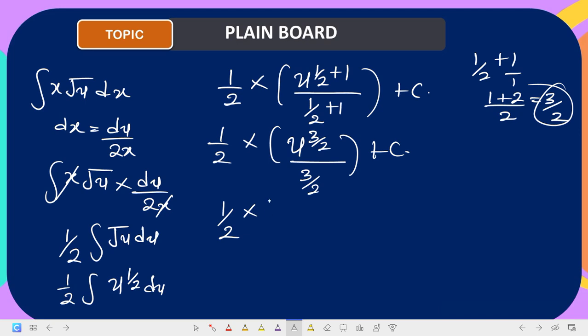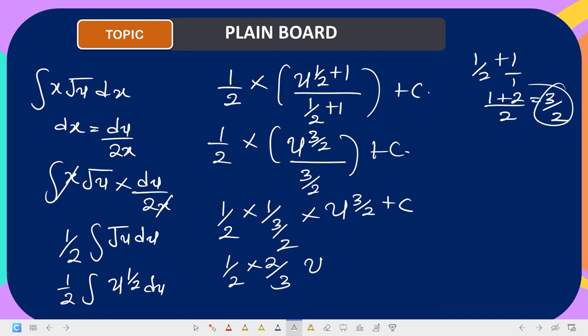It's still the same thing as times 1 all over 3 over 2. If this one is coming out this way, then you are left with u raised to the power of 3 over 2 plus c. Now this becomes half times 1 all over 3 over 2, which is still the same thing as 2 over 3, then u^(3/2) plus c. When 2 cancels this, what are we left with? We are left with 1 over 3, then u^(3/2) plus c.